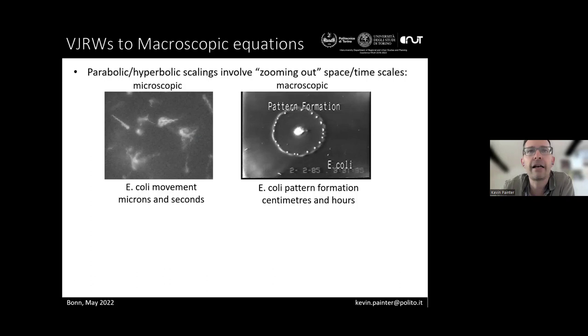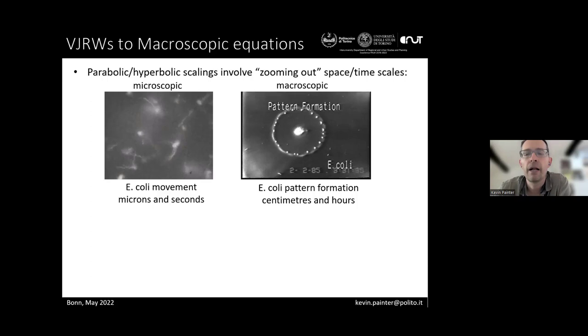It's quite easy to motivate these parabolic or hyperbolic scalings by considering the differences when you're looking at, say, the movement of E. coli at a microscopic scale. If you take videos of E. coli doing their run and tumble movement, where they move through space and tumble occasionally, this is occurring on a spatial scale of microns and on a temporal scale of seconds. That's the space and time scale you're looking at when you're looking at that run and tumble process.